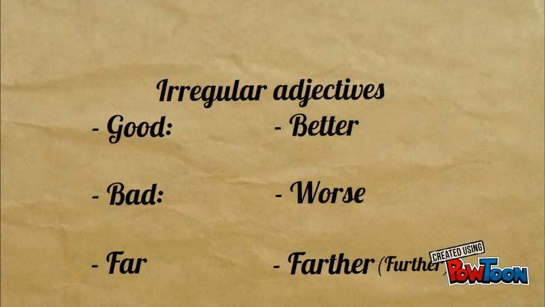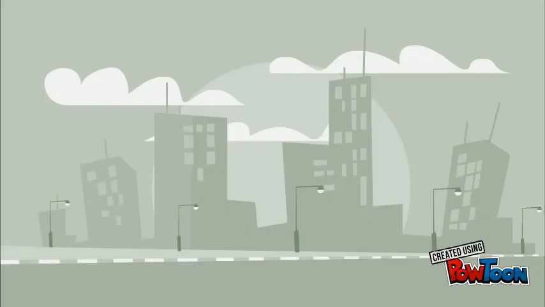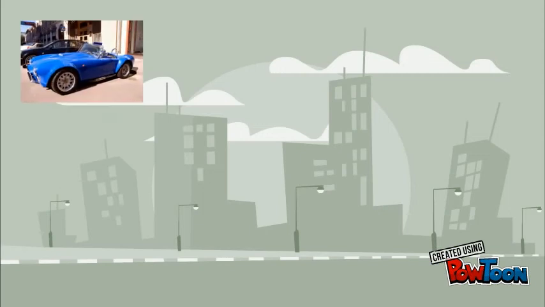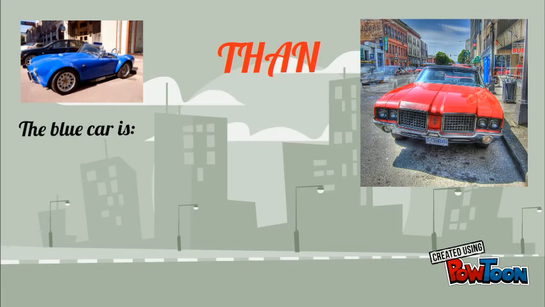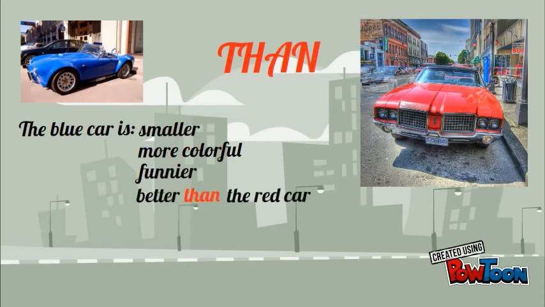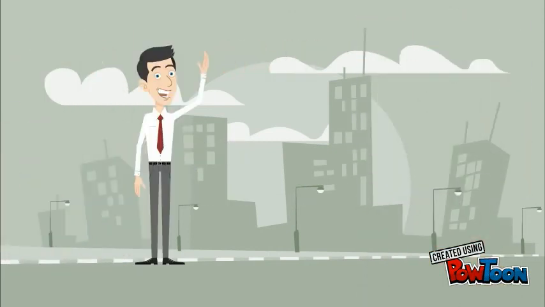Now that you know the rules, it is time to show you how to compare two specific items. Here you have a blue car. There you have a red one. Well, you will have to add a word. Than. Ready? The blue car is smaller, more colorful, funnier, better than the red car. You could also say the blue car is better. It's as simple as that.